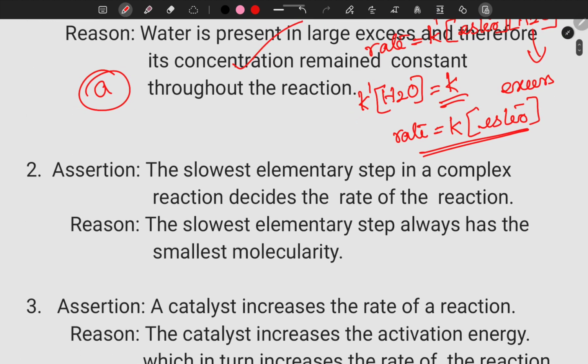Second question: the slowest elementary step in a complex reaction decides the rate of the reaction. In a complex reaction, rate is determined by the slowest step, so the assertion is correct. The reason, that the slowest elementary step always has the smallest molecularity, is not always true, so that's a wrong statement. So assertion correct and reason wrong, option C.